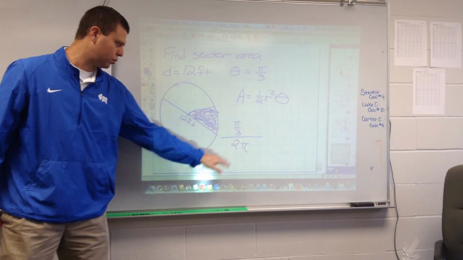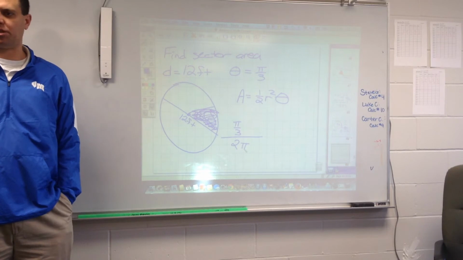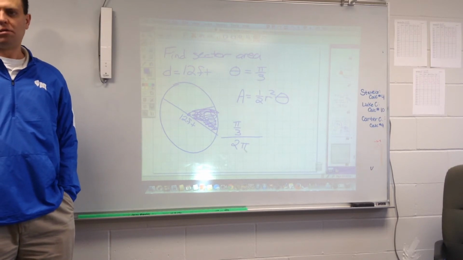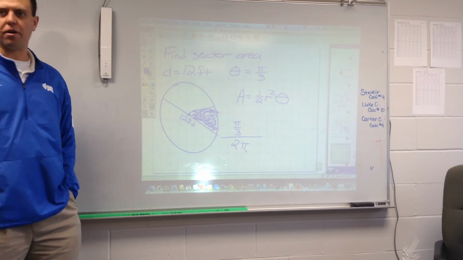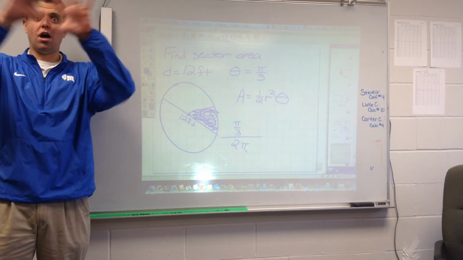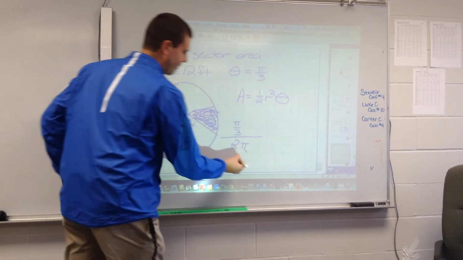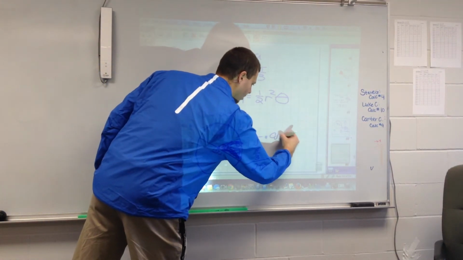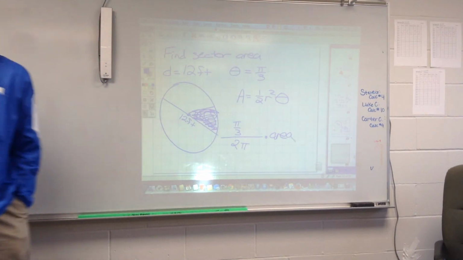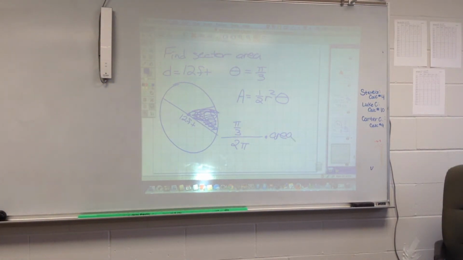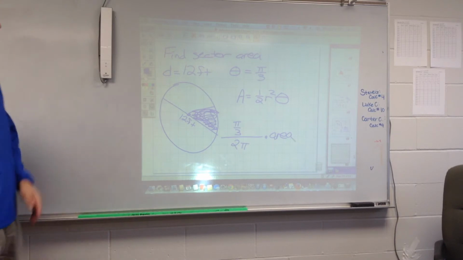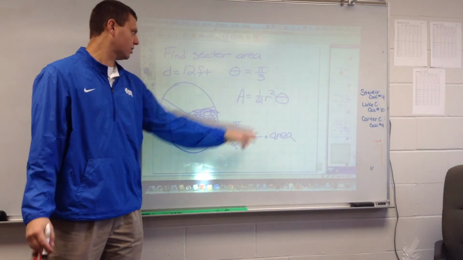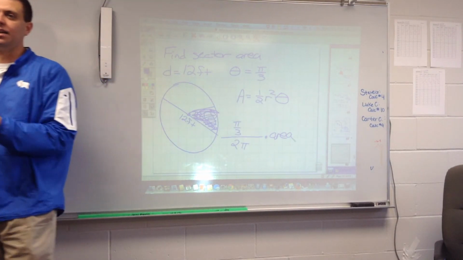So pi over 3 over 2 pi, I'm going to take that fraction times the area. Because remember, this is a fraction of the area. Okay, so here's my fraction of the area. That's what I would do, instead of memorizing the formula. Yep, I know, it's easy. I know my radius is 6. That's pi over 3. I get it. It's easy.